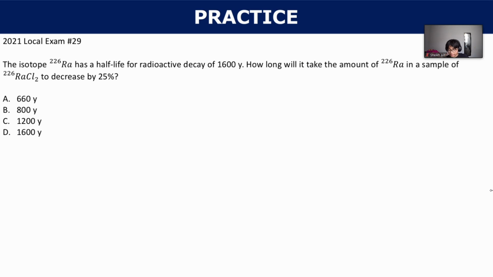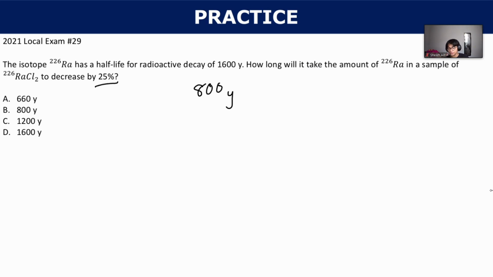Let's move on to the second to last one. The isotope 226 radium has a half-life for radioactive decay of 1600 years. How long will it take the amount of 226 radium in a sample of 226 radium chloride to decrease by 25%? There is a trick answer here. You might think 25% implies half of a half-life, so that would be 800 years. But that's actually not true. It does not work like that.